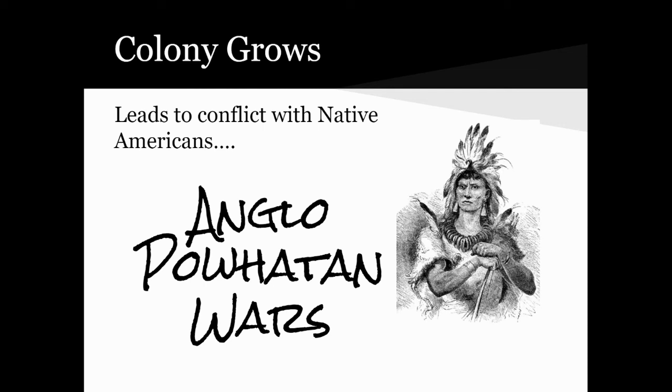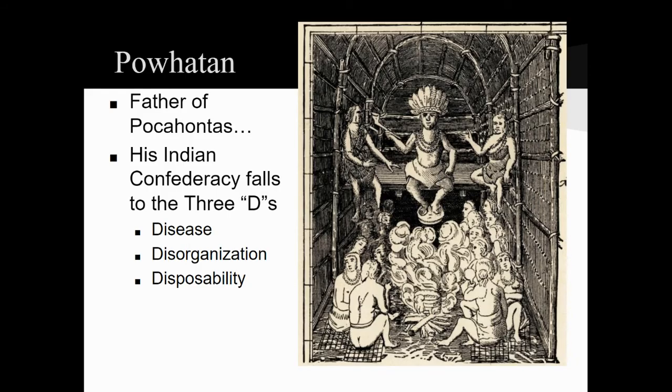The first one is in 1610 to 1614, so it lasts for 4 years. And what leads to the end of it is the marriage of Pocahontas and John Rolfe, and it is considered the first interracial marriage. There's still lingering tensions, however, because they want more land. And I'm going to continue talking about this as I go through.